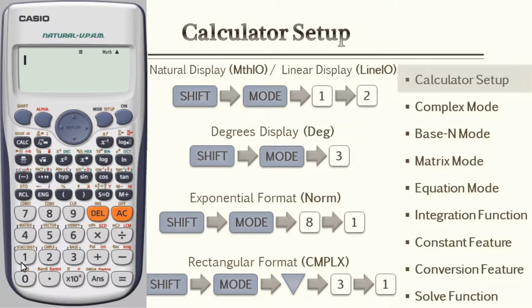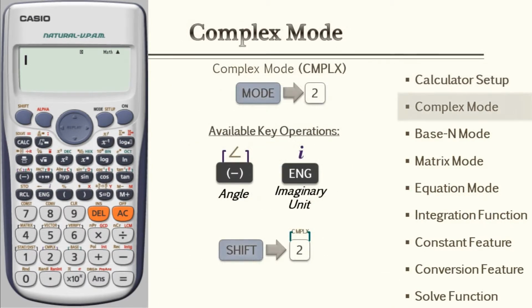All right, let's jump into the complex mode. All right, now let's go over complex mode. Complex mode is very simple. You click Mode, and then the number 2 for complex. And what this does is put your calculator in the complex mode.